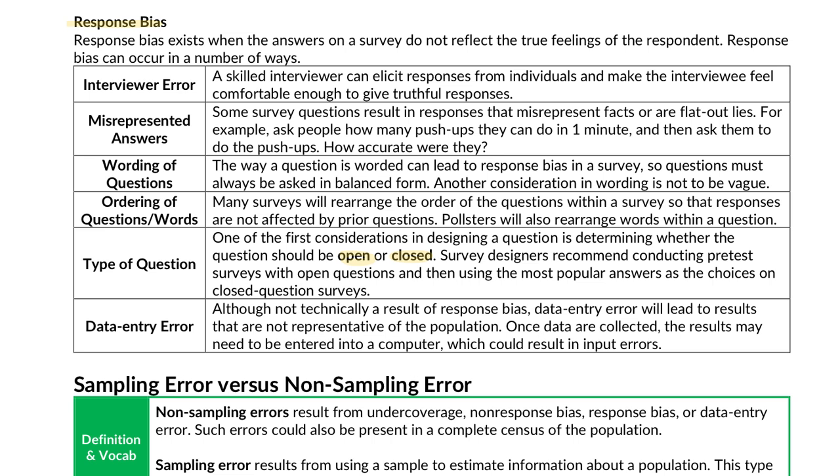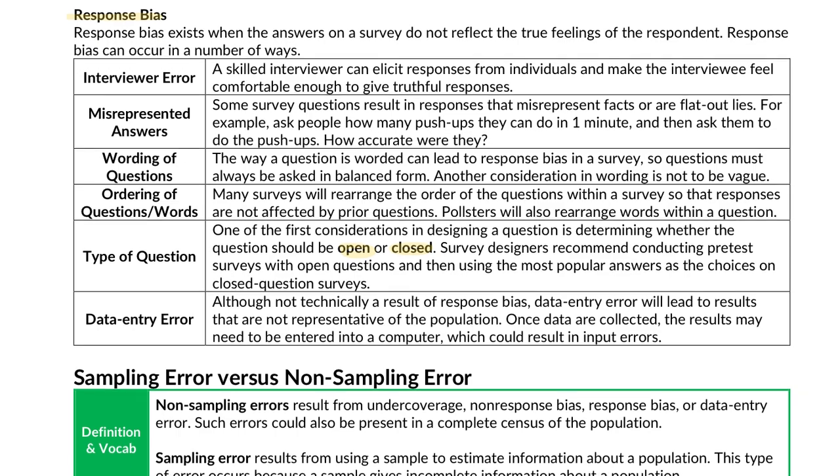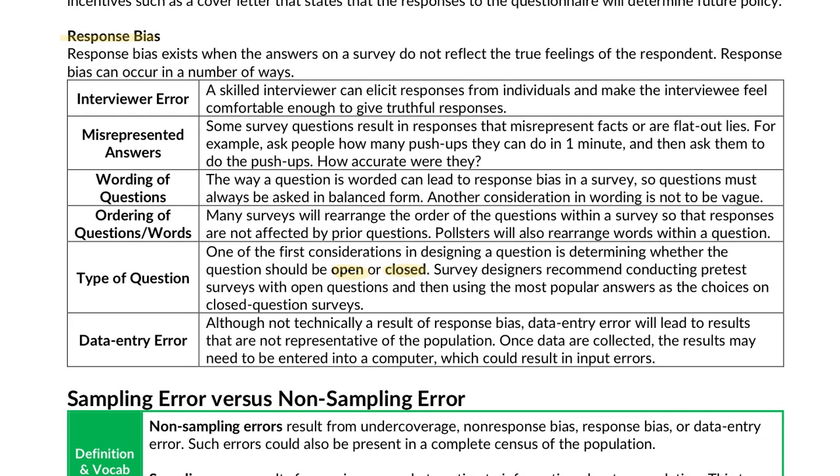And data entry error, like it says, though it's not technically a result of response bias, a data entry error will lead to results that are not representative of the population. You have to make sure you type your numbers in right, basically. Could be some way that we have some sort of bias.